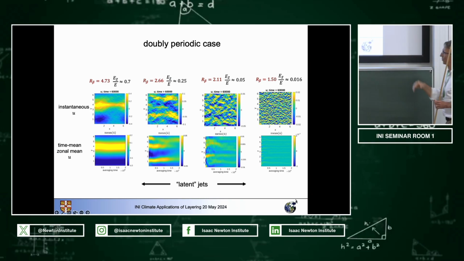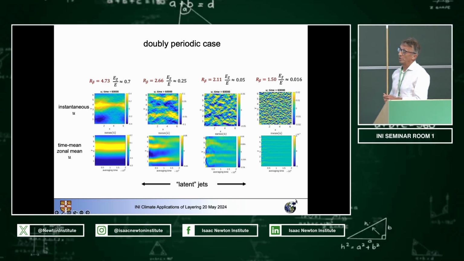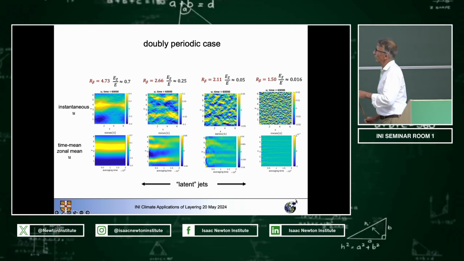I should emphasize, this is work being done with Xue Zhan, and these pictures have been provided by him, so I much appreciate that.